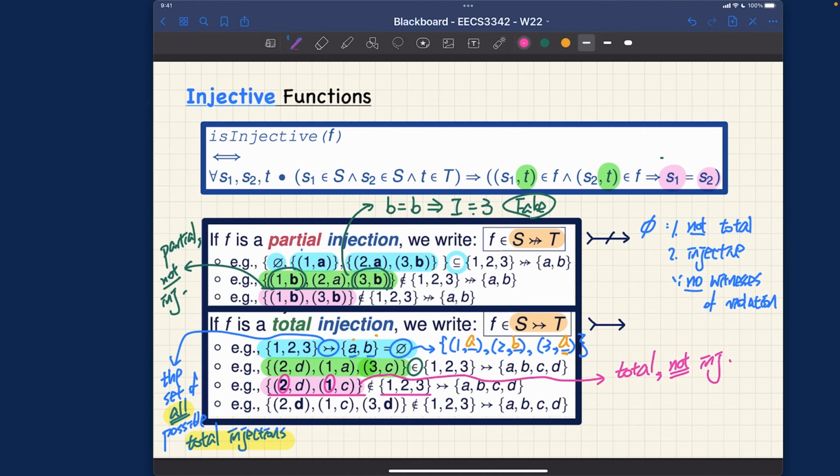All right. The final example I would like to talk about is over here. Let's use orange. What about this function over here? Again, let's decide two dimensions. Let's start with the total function property. Is it total? Well, you can see 2 here, 1 here, and also 3 here, which is exactly equal to the first set. So definitely it is total.